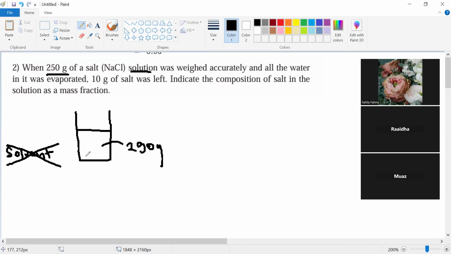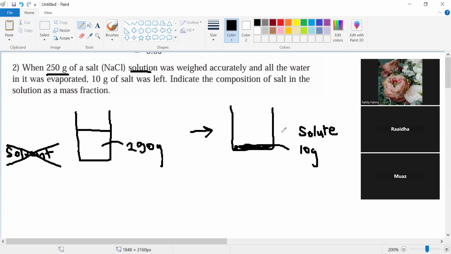And remaining, they told something got remained, right? After evaporation, how much was it? 10 grams. So what is this 10 grams? The solute. What you were trying to dissolve, right? That is salt, basically. The salt is the solute here, sodium chloride. Indicate the composition of salt in the solution as a mass fraction.